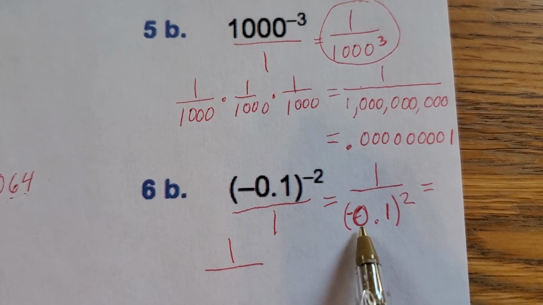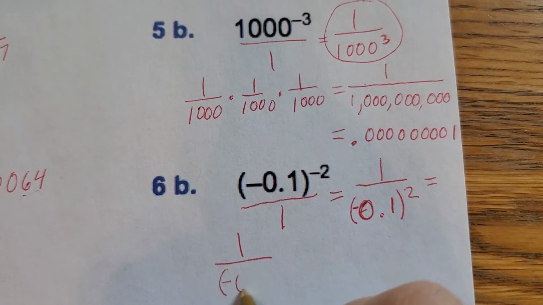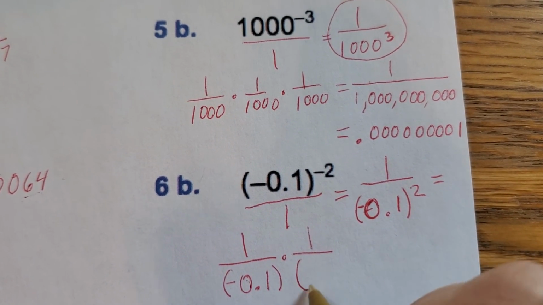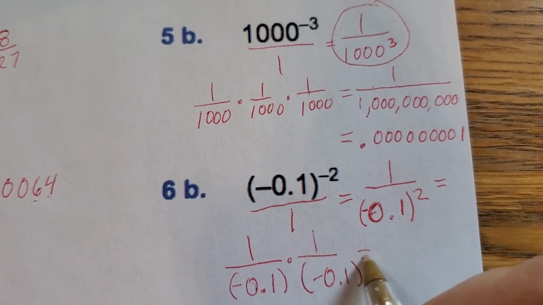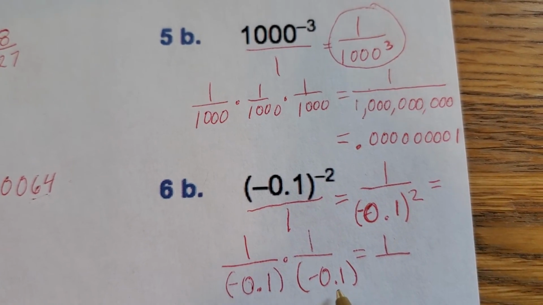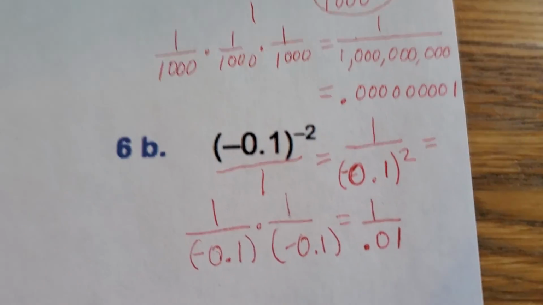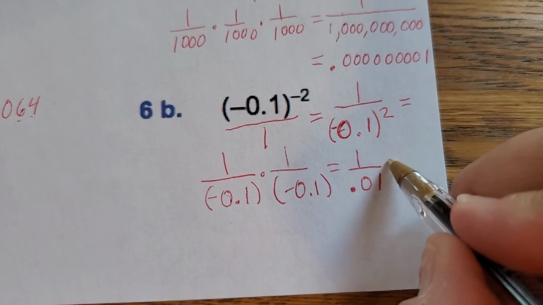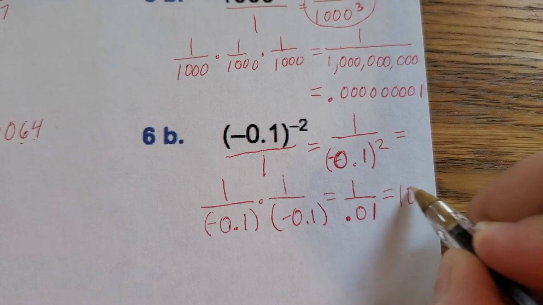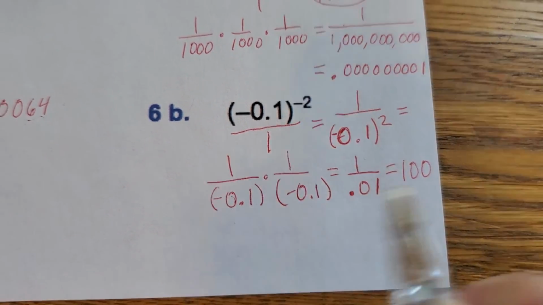So when I take negative 0.1 times negative 0.1, let me show you what that looks like. I get 1 over negative 0.1 times negative 0.1, which is positive 0.01. And the really weird thing, if you take a calculator and divide that, 1 divided by 0.01, you're going to end up with 100. So let me just show you one other way you can think about this.